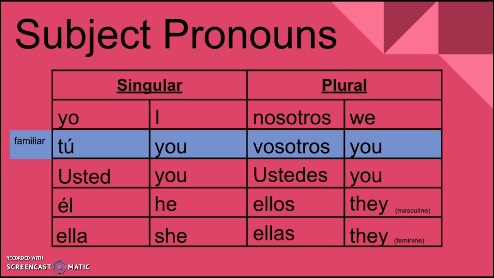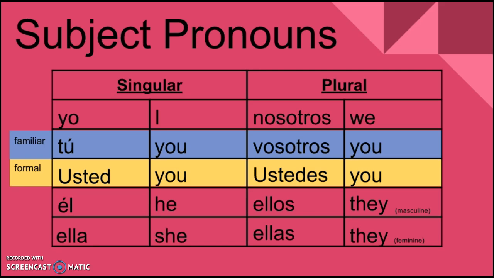Okay, when you're looking at the different forms of you, as you know, there are four of them. Tú and vosotros, generally speaking, mean that the you that you're talking to is familiar. So this would be someone that you know on a first name basis. Maybe it's a friend, a family member, could be someone that you don't really know, but they're about the same age as you. So if that's one person, you would use tú. If it's a group of people, you would use vosotros.